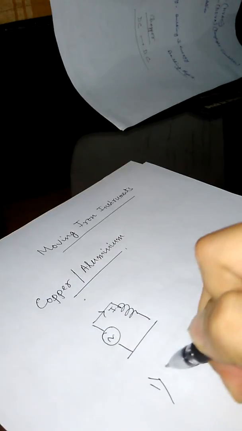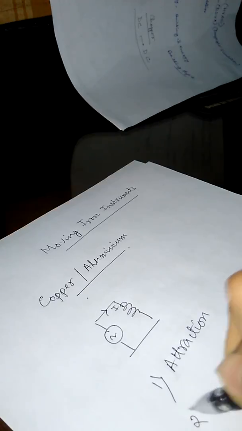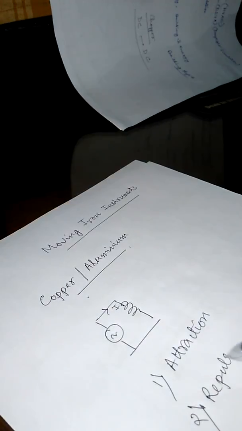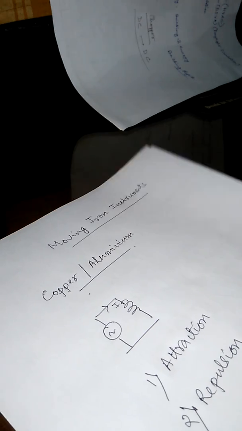One is attraction type, another is repulsion type. By the terms there is a basic difference. Attraction type means there is an attractive force, and in the case of repulsion type, there is a repulsive force. Now we have to go to the basic construction diagram of the attraction type and the repulsion type.